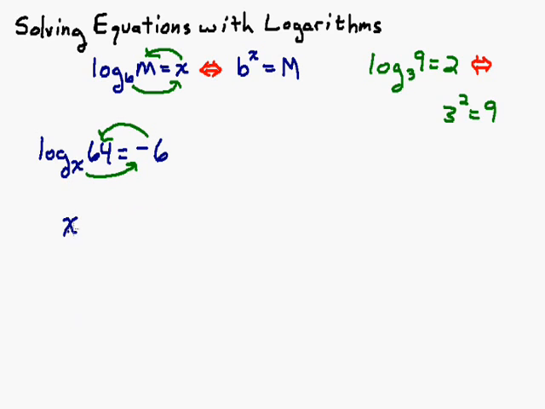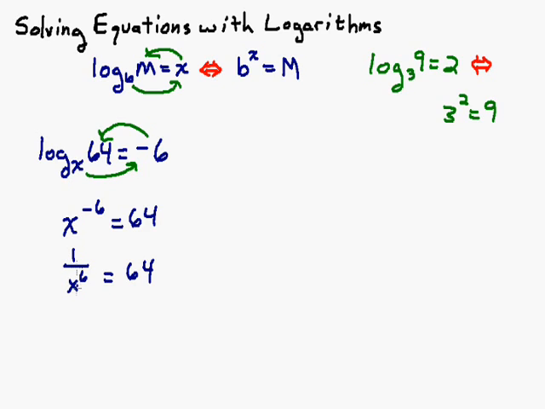Basically, your first step, you're just getting rid of the log. After your first step, the log's gone. It's not really a log problem anymore. It's an exponent problem. So now you've got x to the -6, so that's a negative exponent. You have to remember what negative exponents mean, which is reciprocals. Negative exponents do not mean negative numbers. They mean reciprocals.